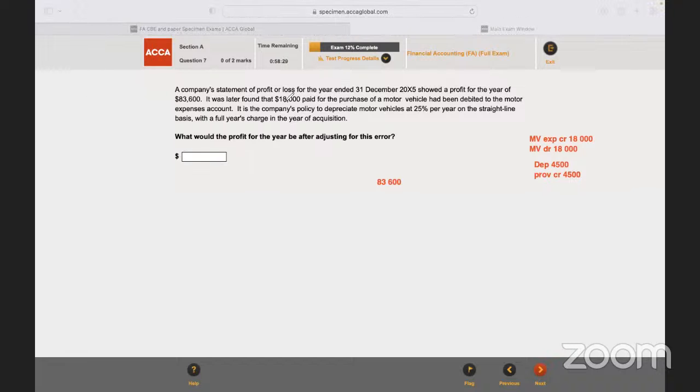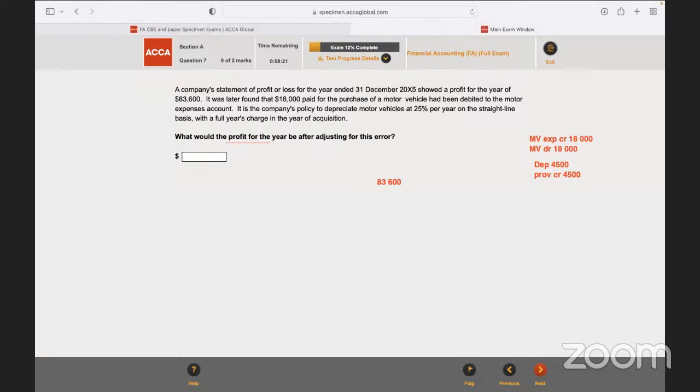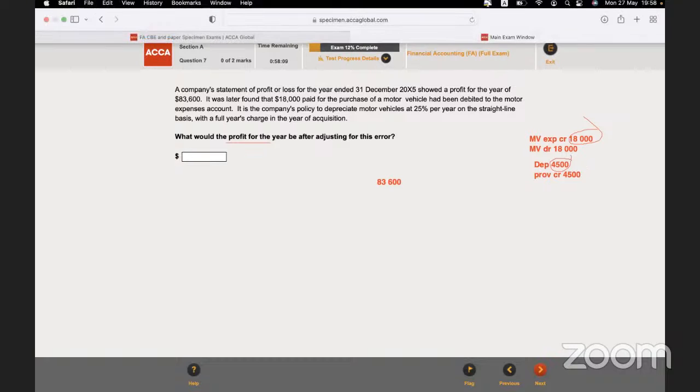Anyway, coming back to the question, profit. Normally, profit is affected by income and expenses. So from these four, you select income and expense. This is an expense, so I should select this. This is an asset, don't take. Depreciation is an expense, so we should take this. Provision is an asset, so we don't take.